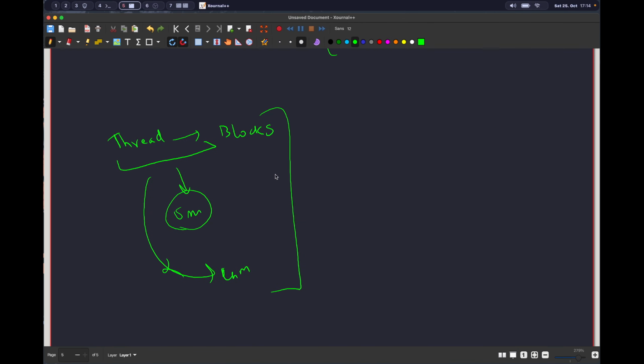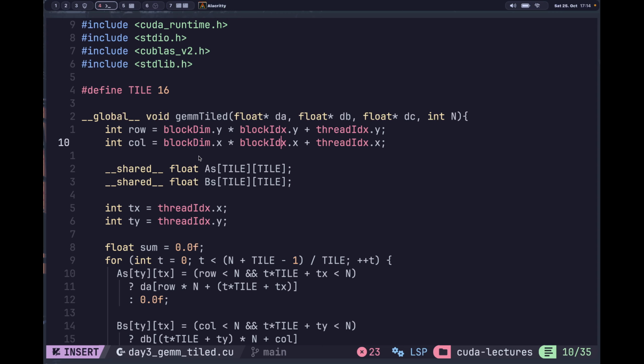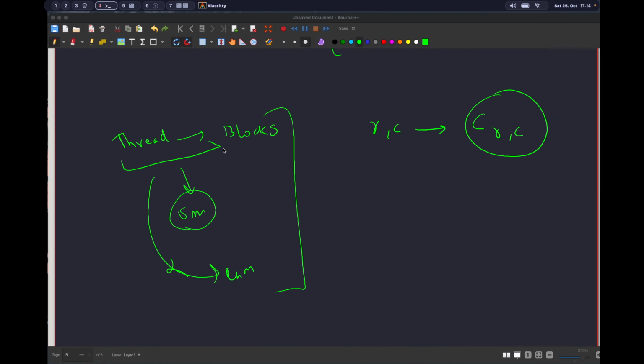So moving back, what these row and column do, they tell which thread will work on which element of C. So there will be multiple threads, and we need to identify which particular thread will be working on what element of C. In this case, let's say R and C, and row and column will be calculated using this formula: block dimension dot y times block id dot y plus thread id dot y. Same goes for column as well.